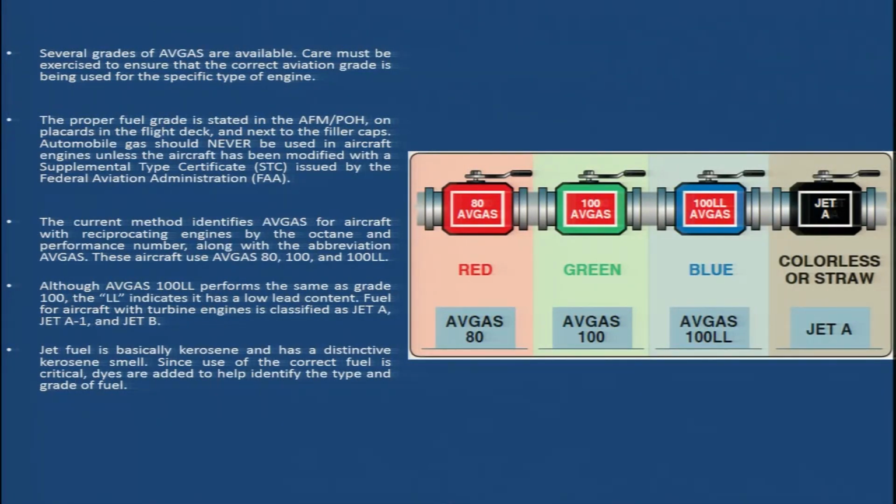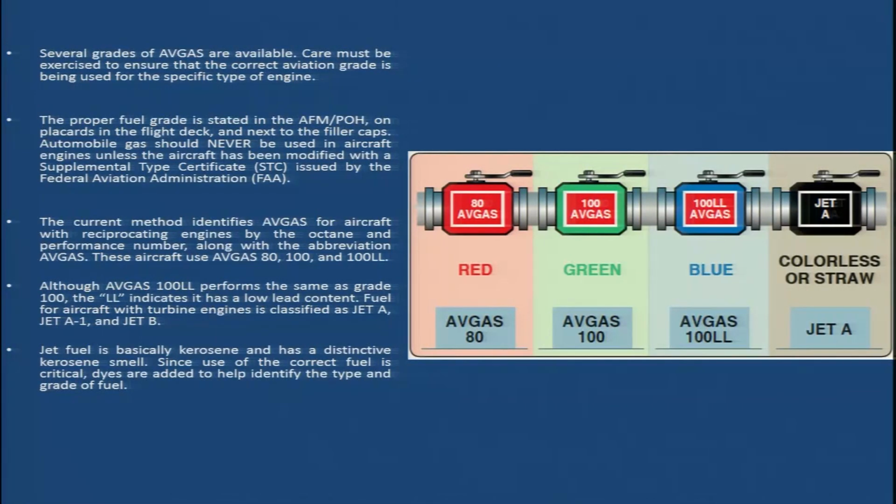Fuel for aircraft with turbine engines is classified as Jet A, Jet A1 and Jet B. So, this Jet A fuel is basically for turbine engines, and for turbine engines, Jet A, Jet A1 and Jet B are the fuels, and avgas 80, avgas 100, avgas 100 LL are for reciprocating engines, piston engines. Jet fuel is basically kerosene and has a distinctive kerosene smell.